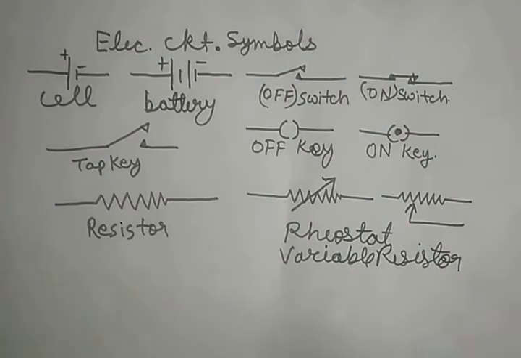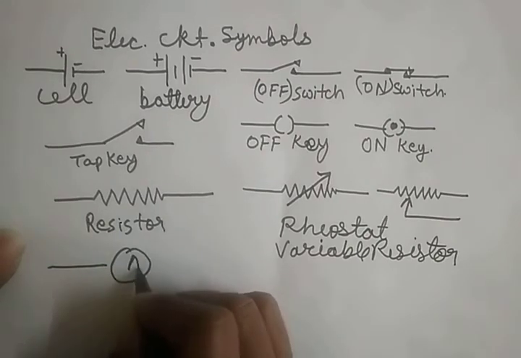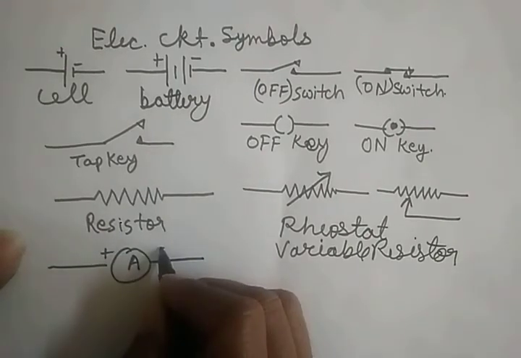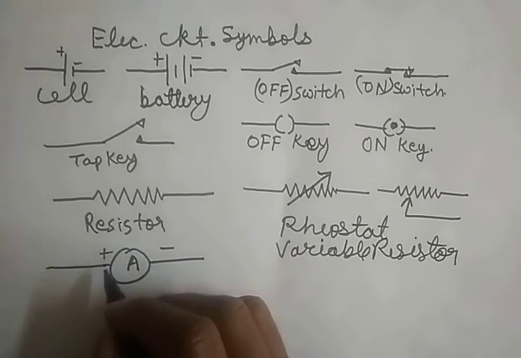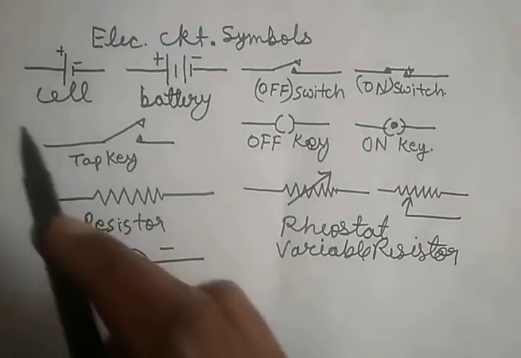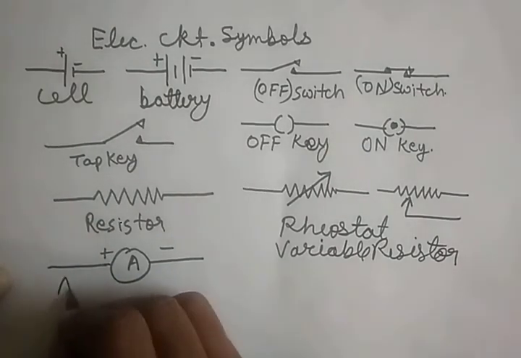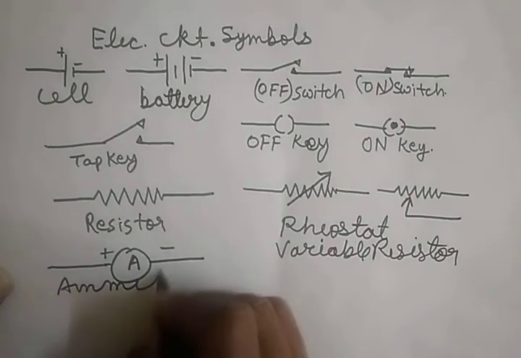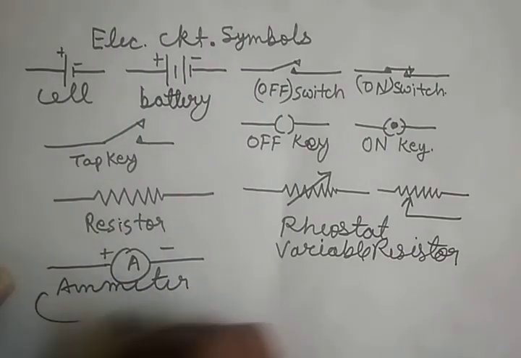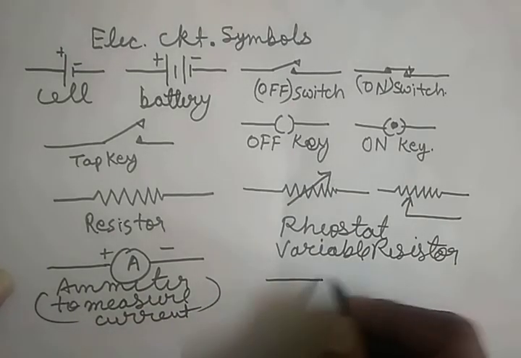Other than that, there are two measuring devices. One, ammeter, positive, negative. Positive, negative just meant to connect it. It indicates that this side you have to connect toward the positive side, and this side you have to connect to the negative side. It is called ammeter. That is, it is used to measure current. And another measuring device is voltmeter.